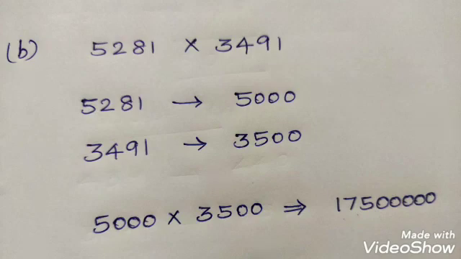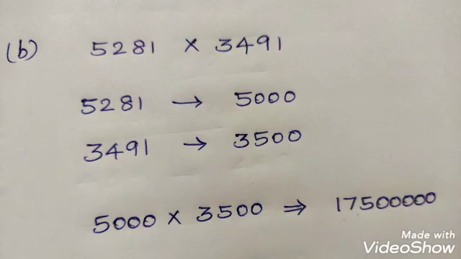5,281 into 3,491. First we take the first number, 5,281. Now you can see it can be rounded off to which digit? 5,000. Right? Next, 3,491. Right? Here, this can be rounded as 3,500. Nearest hundreds we are going to round off. So 5,000 into 3,500 will give you the answer. Is this clear? I think it will be clear.